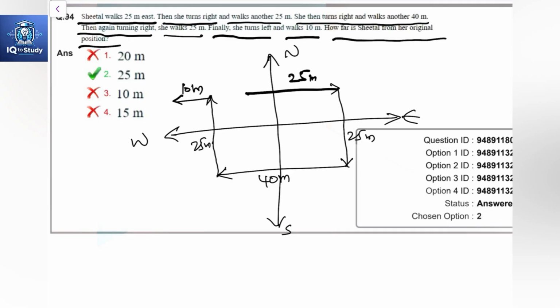And this is the end point. This is the starting point. Now, how far is Sheetal from her original position? If it is 25, the remaining is 15 here. 10 plus 15, which is equal to 25 meters. Sheetal is 25 meters from her original position, which is option number 2.